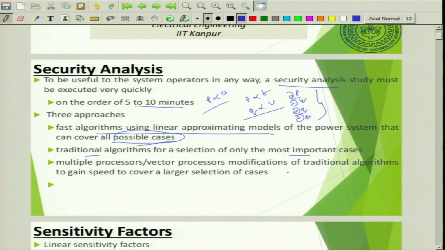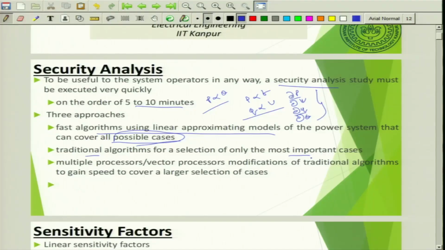Different situations where a fault is happening, only the most severe fault analysis can be made; we need not carry out analysis for the whole system, right? So only the most important cases are considered. The third option could be to use conventional algorithms, but use multiple processors or vector processors, with modifications of traditional algorithms to gain speed to cover a large selection of cases. If you have to carry out all the case analysis using a conventional algorithm, then you have to go for parallel processing basically, but anyway it will increase the cost. So there is a trade off, you have to take care.